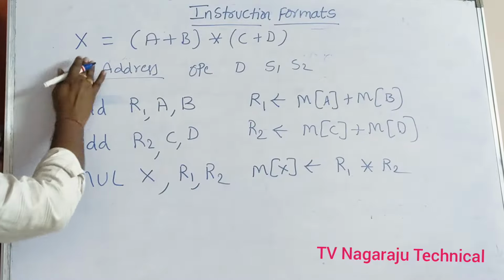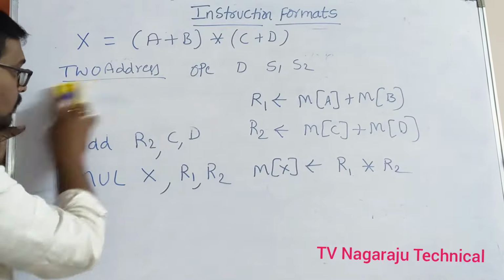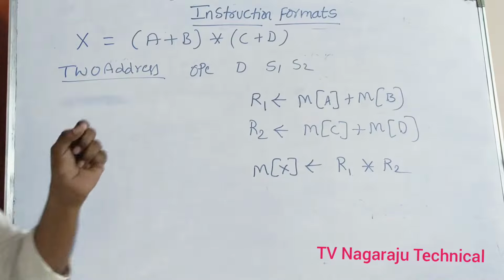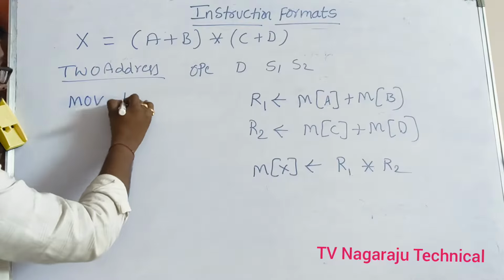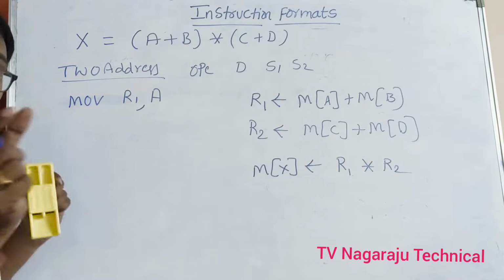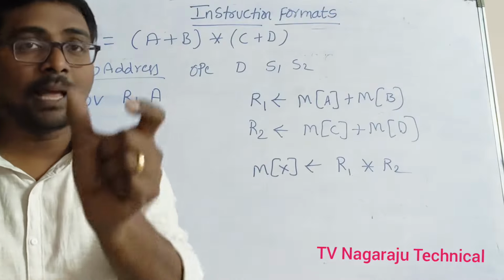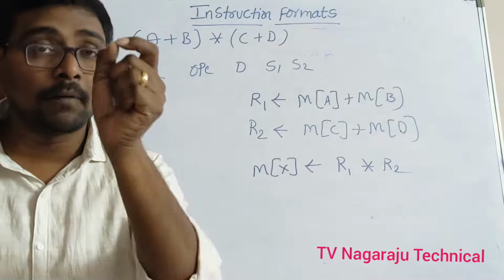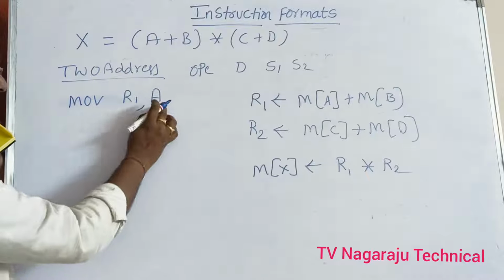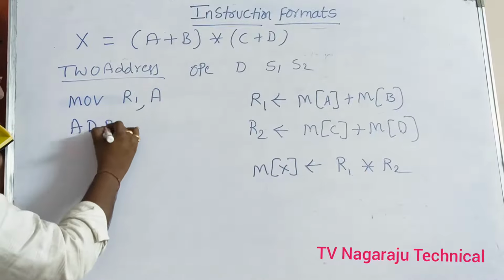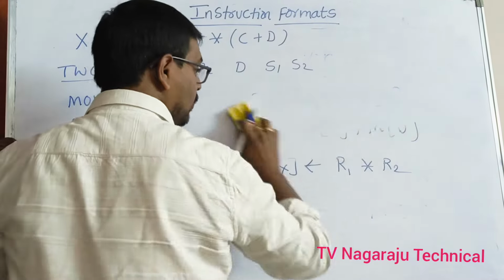Now move to 2 address instruction. That means it uses only 2 address fields. Now what are the operations? First MOVE R1, A. Remember one thing, we are performing operation between 2 registers or a register and the memory, but it is not possible to perform operation between 2 memories. That is the reason. First what I am doing, MOVE R1, A and then ADD R1, B.